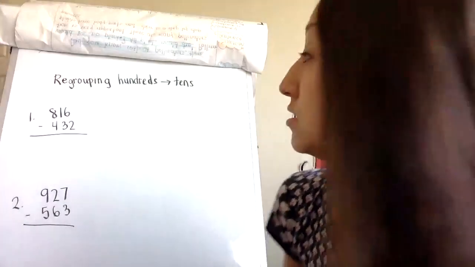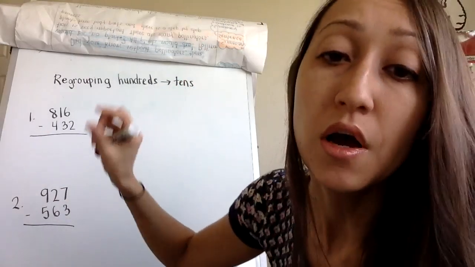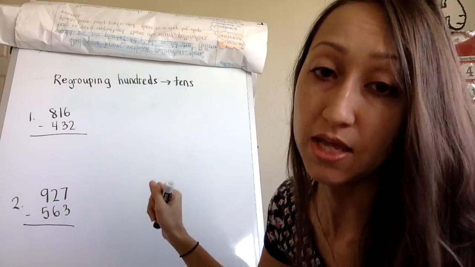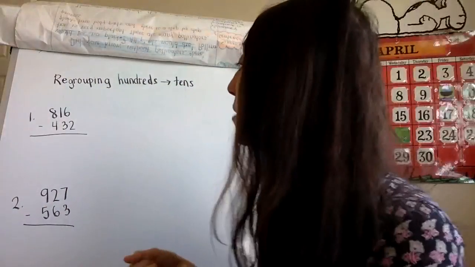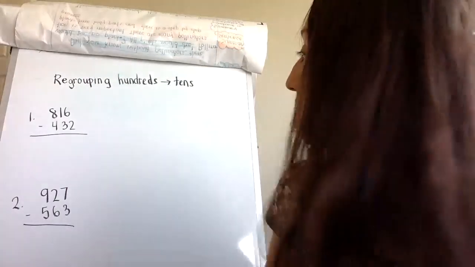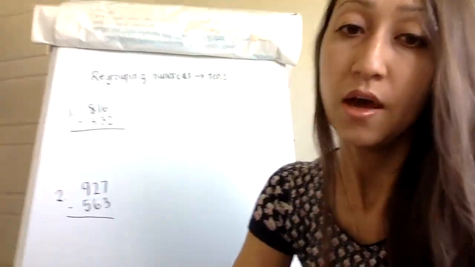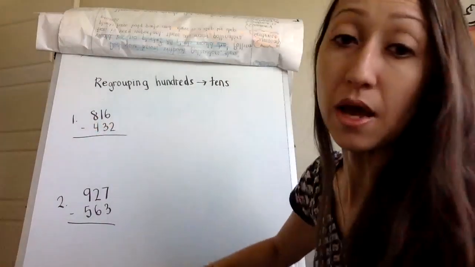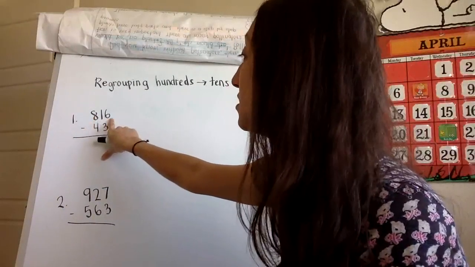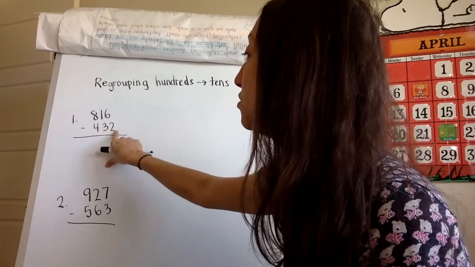The only big difference is that you are regrouping now 100 for tens. Yesterday we regrouped 10 for ones. So I'm going to show you one example of that today, and then you're going to get started. So here's an example. It's straight from your packet. It's number 1. 816 minus 432.